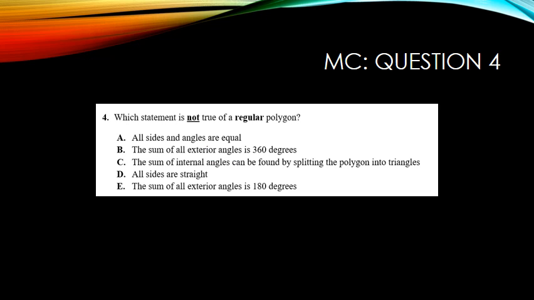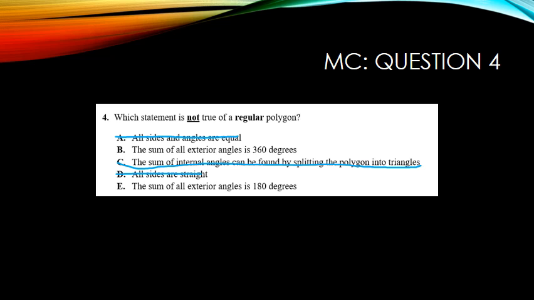Okay, which statement is not true of a regular polygon? So a regular polygon is a 3-sided shape, or it could have more than 3 sides, where all sides and all angles are equal and all sides are straight. So by this definition, we can cross off A and D because both of those are true. Secondly, we know that the sum of all internal angles can be found by splitting the polygon into triangles because we did this in our investigation task earlier in the term.